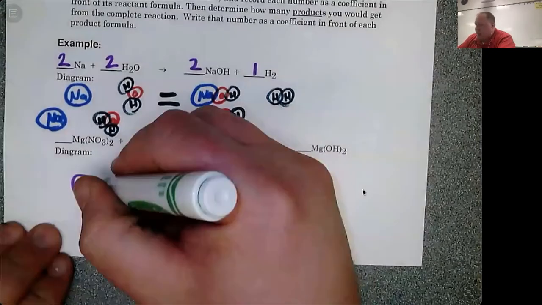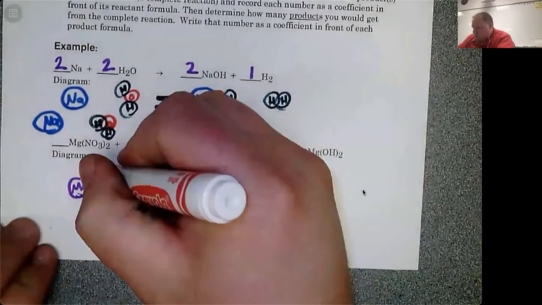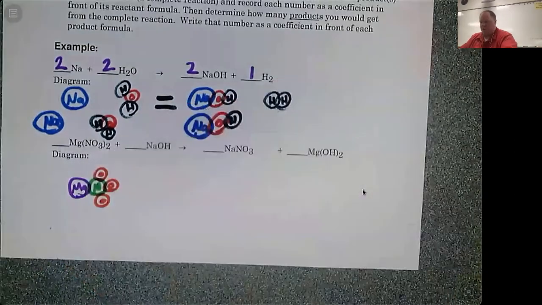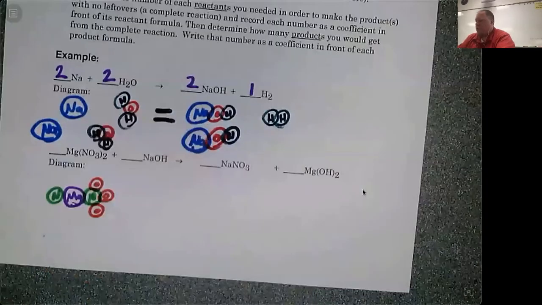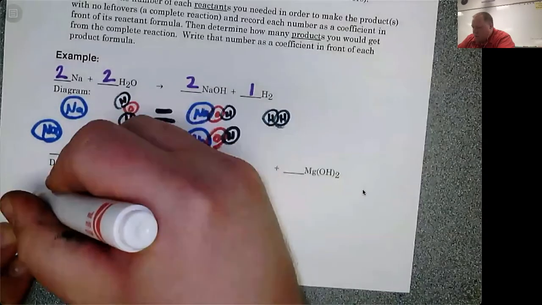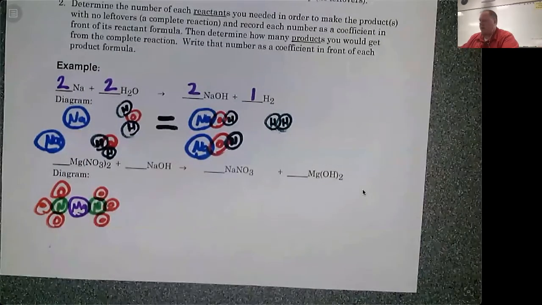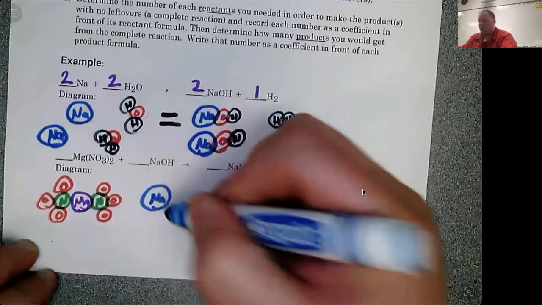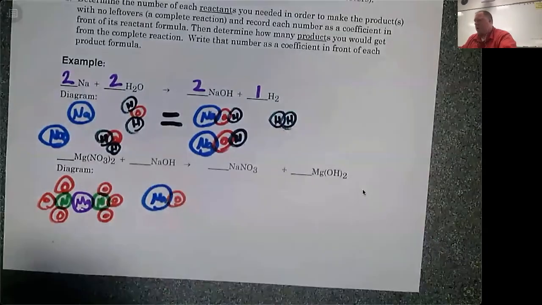Okay, so we have an N with 3 oxygens: O, O, and O. And then we have another one of those. We have an N, O, O, O. An NO3 and another NO3. That's what that parentheses 2 means. Okay. Then we have our sodium hydroxide, Na, O, H.